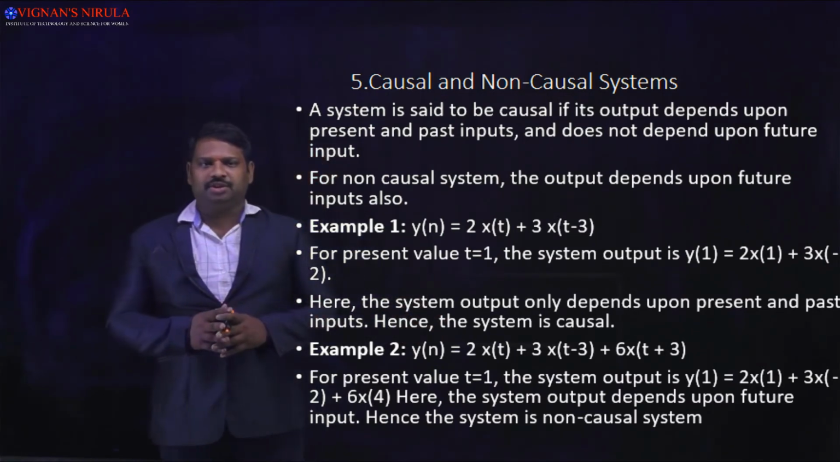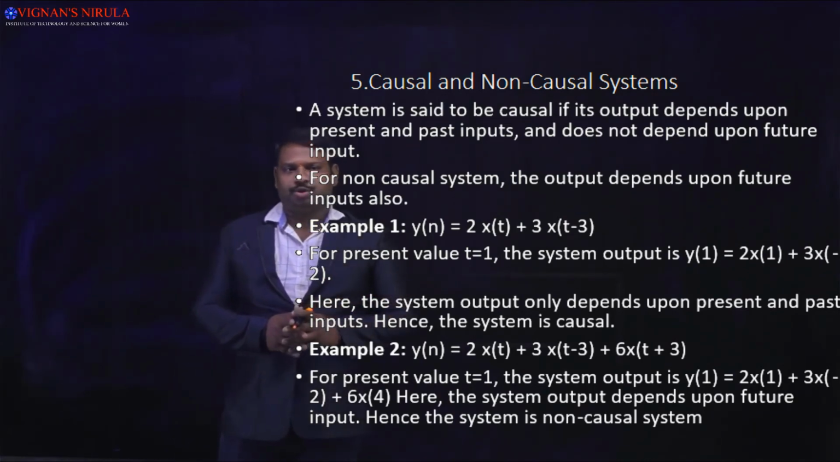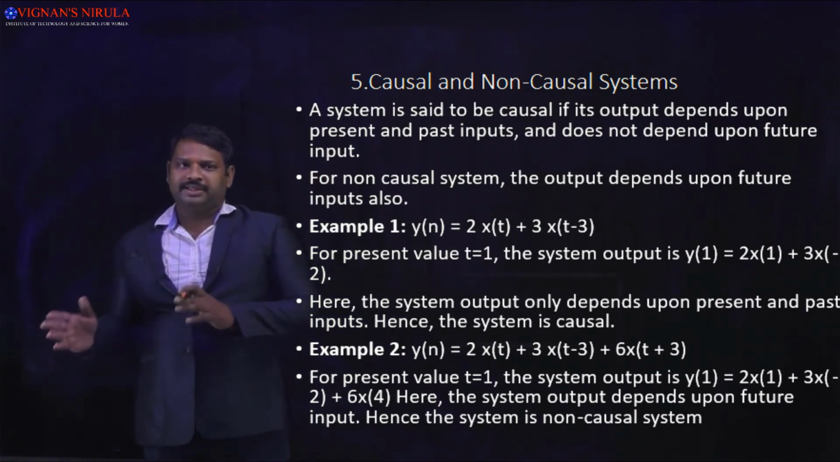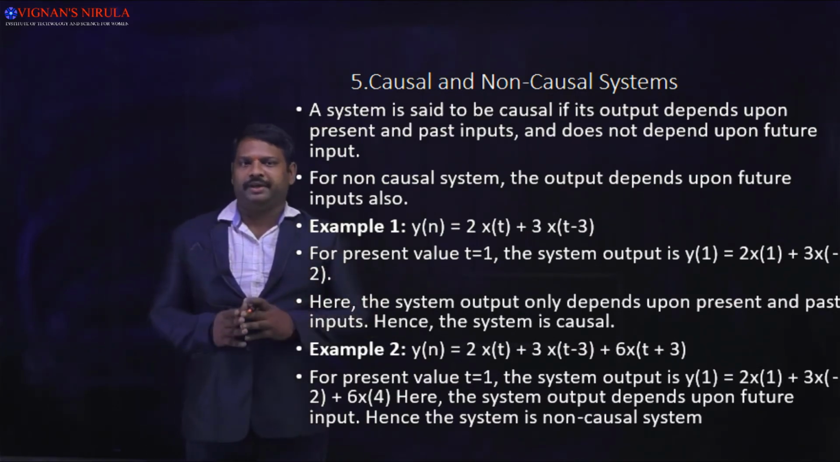If we take an example, y of t is equal to 2 into x of t plus 3 into x of t minus 3. For calculating the present value at t equal to 1, the output will depend upon the present value x of 1 and the past value x of minus 2.